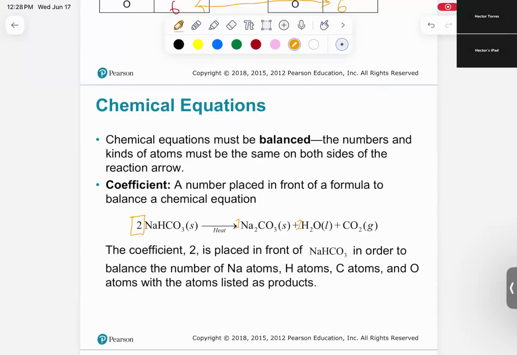Whenever we're balancing equations, we're always going to use those coefficients to be able to balance it. We're not going to change any subscripts because if we change a subscript, we actually change the whole molecule. Remember the Lewis structures? If you change one thing on it, it's going to be a completely different structure. So that's why we only change the coefficients.